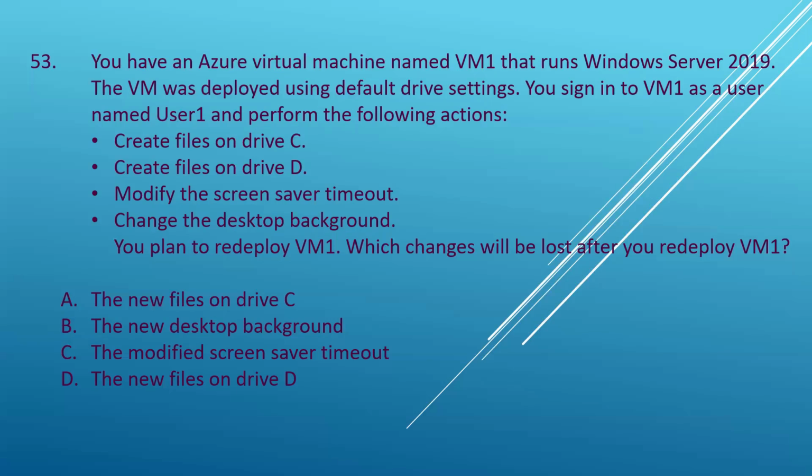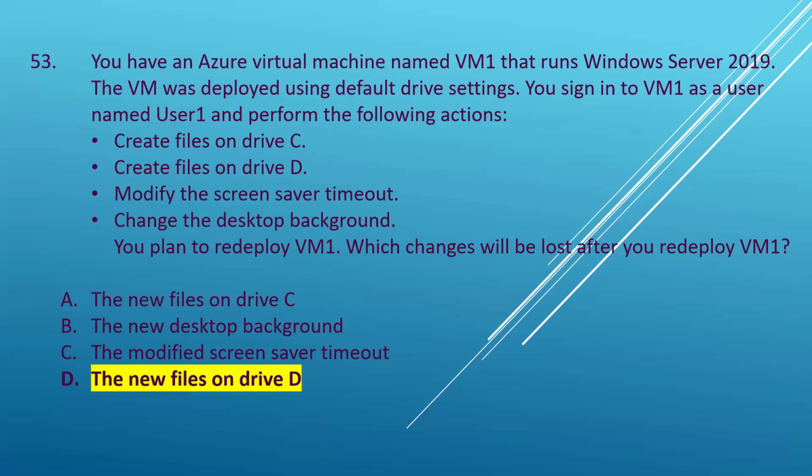After you redeploy a VM, all the data that you saved on the temporary disk or the ephemeral disk is lost. Since the VM is deployed with default settings, that means D drive is the temporary disk here. So files created in D drive will be lost when the VM is redeployed. So the correct answer is option D, new files on drive D.